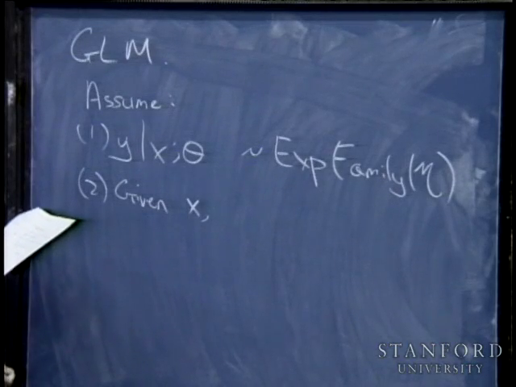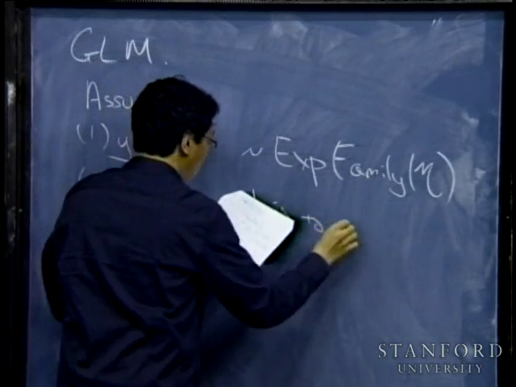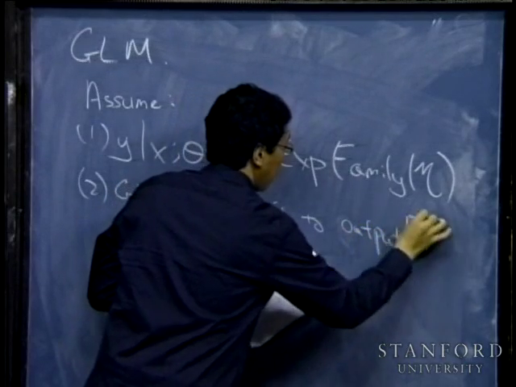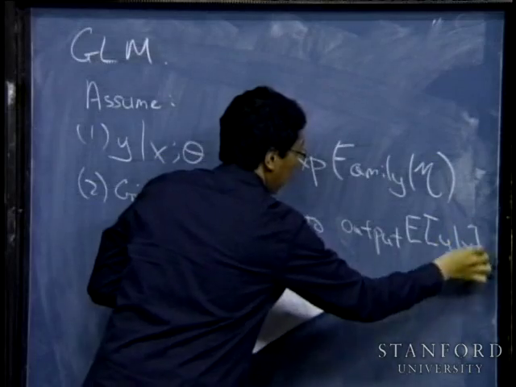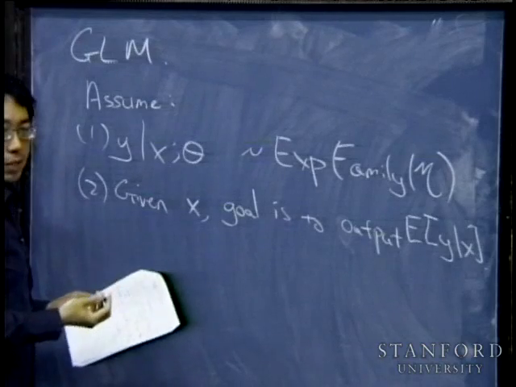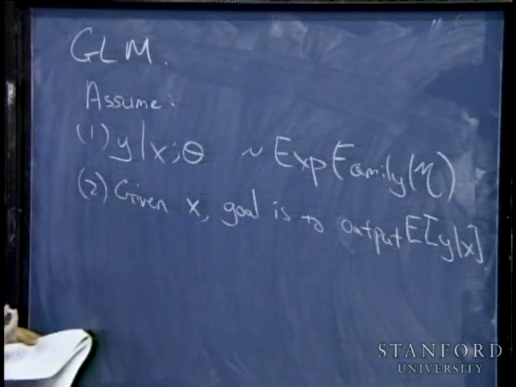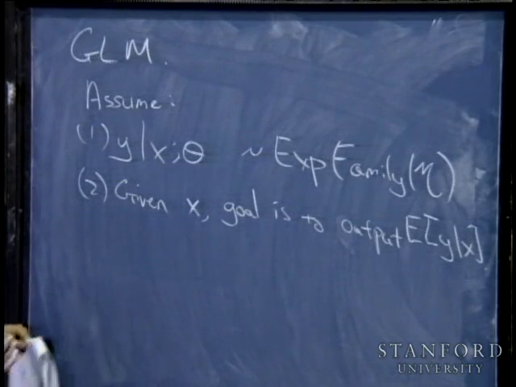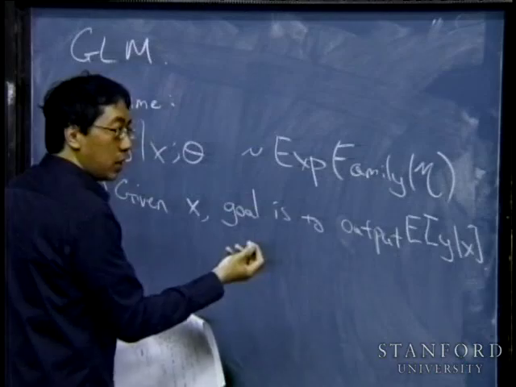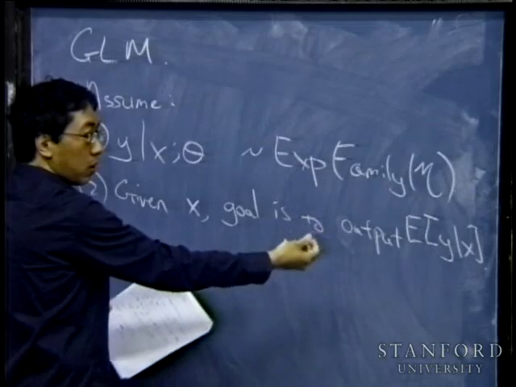I'm going to assume that given x, our goal is to output the expected value of y given x. Okay, so given the features in the website example, so given a set of features about whether there were any promotions, whether there were sales, how many people linked to your website or whatever, I'm going to assume that our goal in a machine learning problem is to estimate the expected number of people that will arrive at your website on a given day.